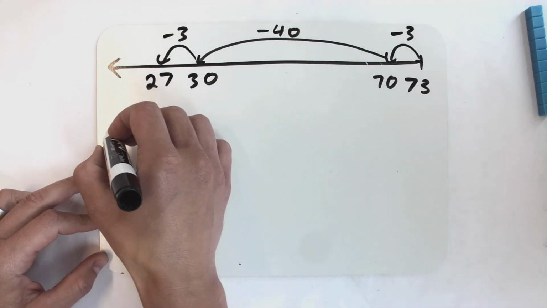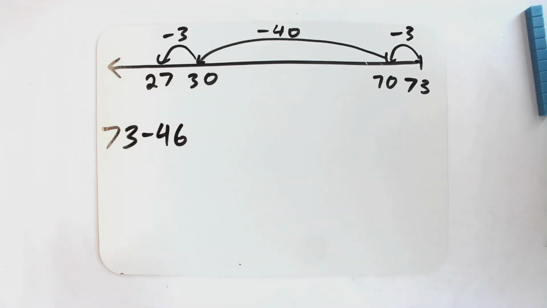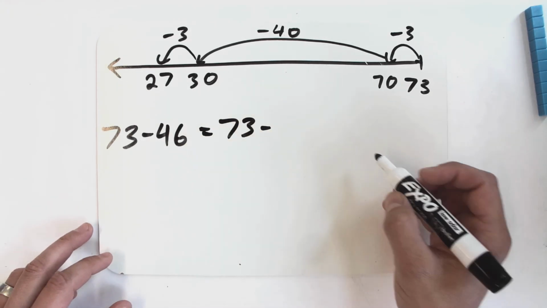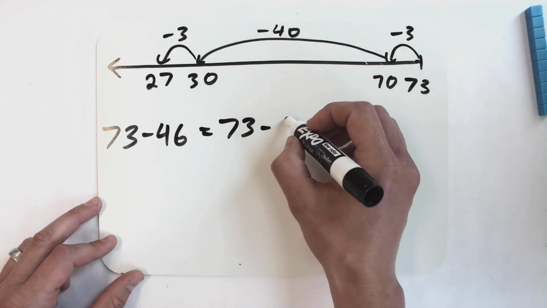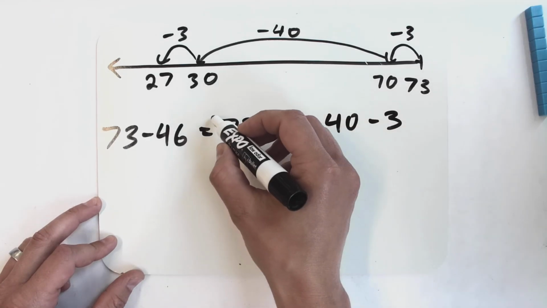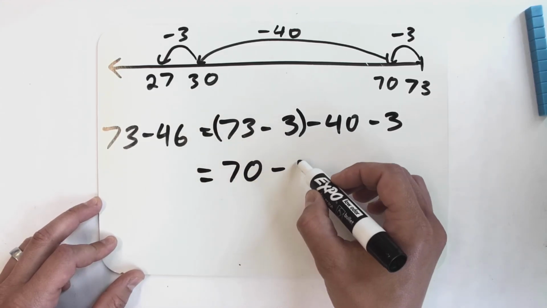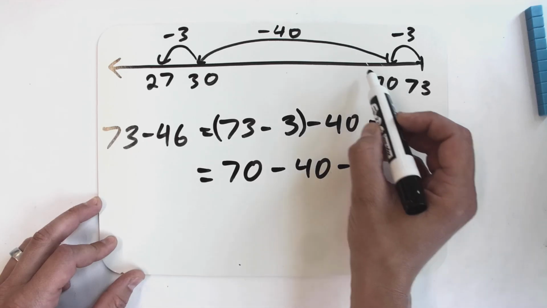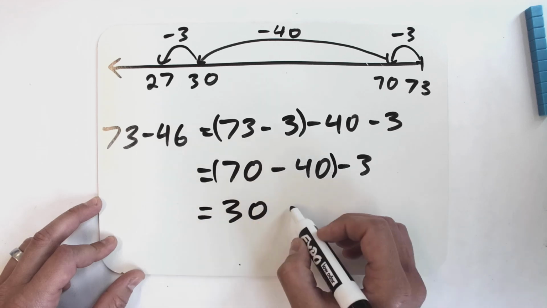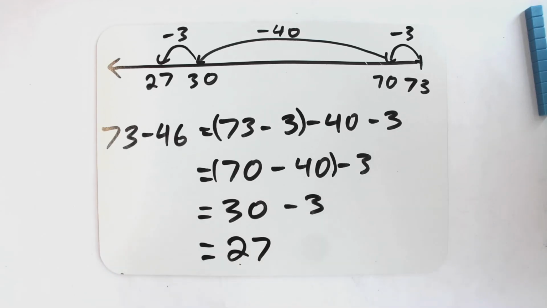Then for our abstract model, 73 minus 46. Again, we're just decomposing this a little bit differently. I'm going to write them all out at once. So we had 73 minus 3 minus 40 and minus 3. In this first step, we're associating these two terms together. 73 minus 3 gets us 70 minus 40 minus 3. Then we subtracted that 40, so we associated these together. So we get 30 minus 3, and subtracting 3 from 30 gets us to 27.